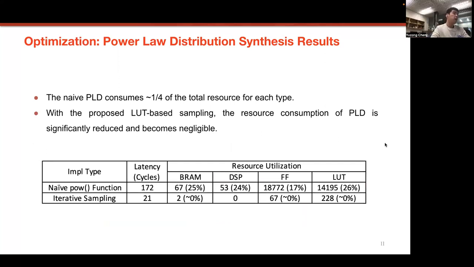So the naive PLD consumes about 1/4 of the total resource for each type after HLS. And with the proposed LUT-based sampling, we can reduce the resource consumption of PLD significantly, and the cost actually becomes negligible, as shown in the following table.